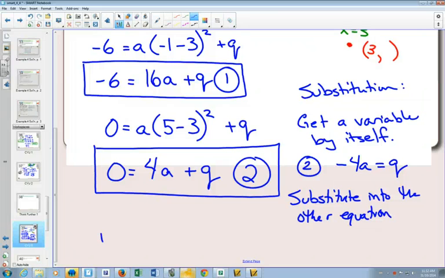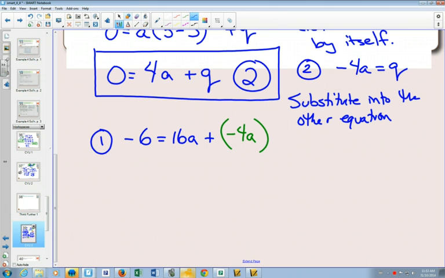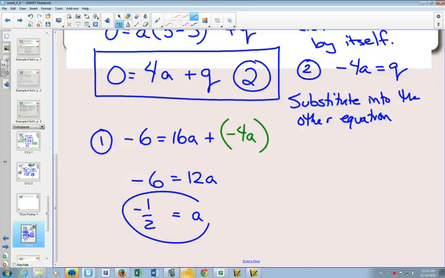So now I'm going to go to equation 1, but instead of writing q, my equation 1 is negative 6 equals 16a plus, but instead q is equal to minus 4a. What the substitution technique does is it changes your equations with two variables, which you can't solve. Now, by substituting in, what's the only variable in equation 1? An a. And now I can solve for a, because 16a minus 4a would be 12a. Dividing both sides by 12 gives me negative 6 over 12, which reduces to negative 1/2.